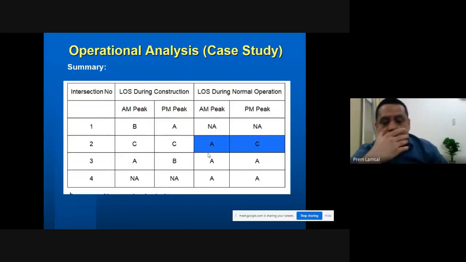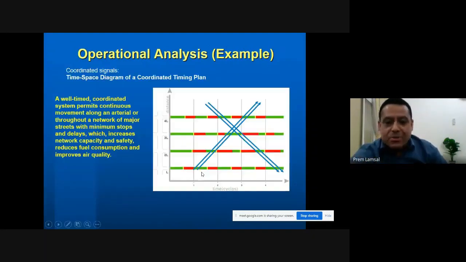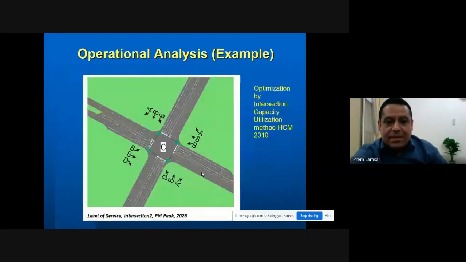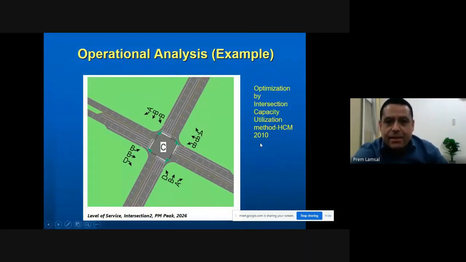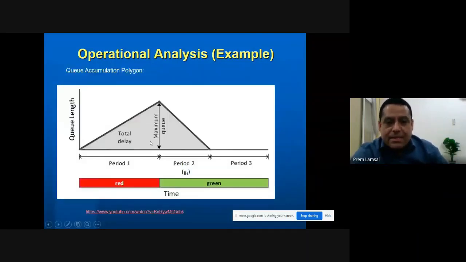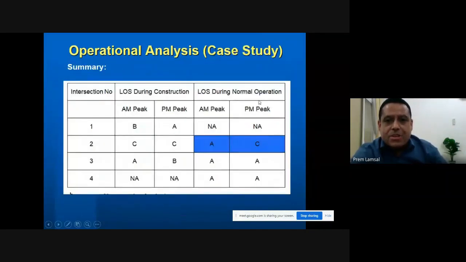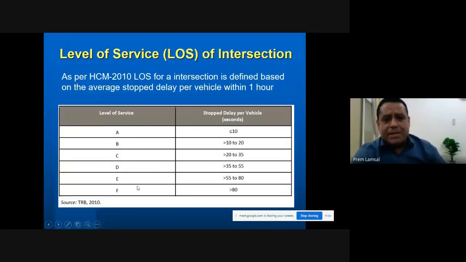And I'm just trying to show this level of service, which I was checking during that project. I'm just coming back to the project which I was doing. For example, intersection 2 had level of service C. You can see this level of service C at the different AM peak and PM peak during construction and normal operation. This is based on the operational analysis from Synchro, and we are comparing with the chart given by the Highway Capacity Manual.